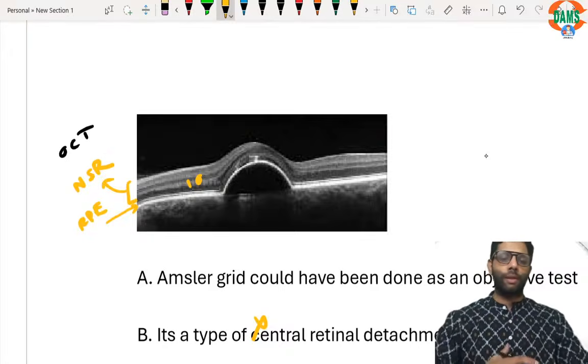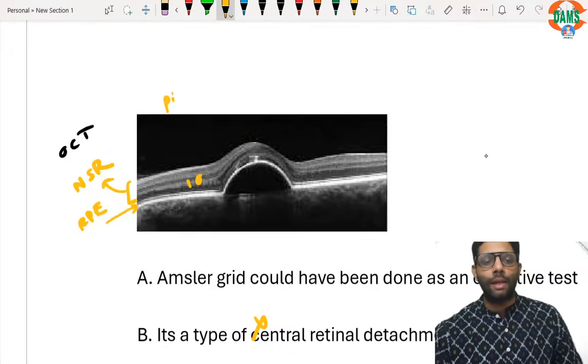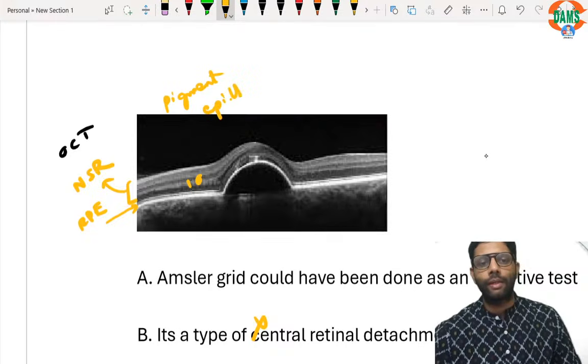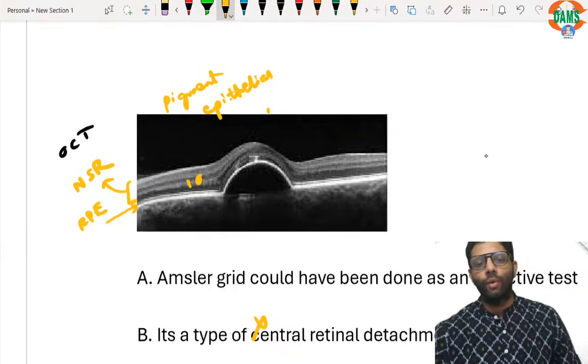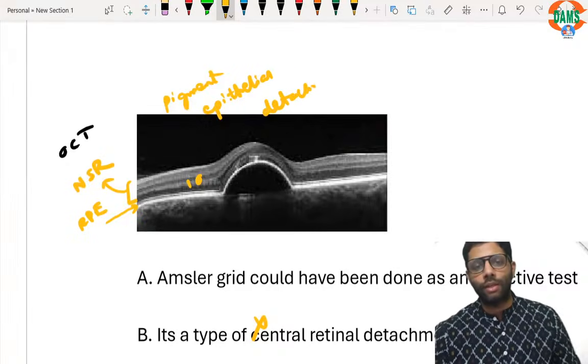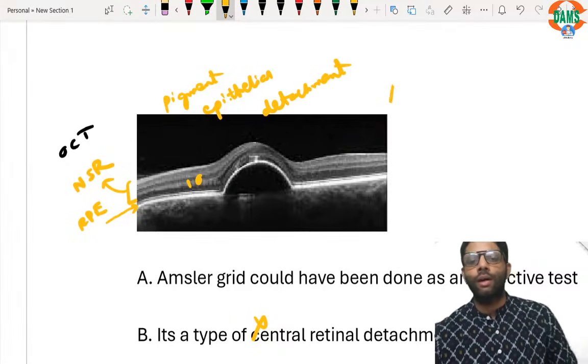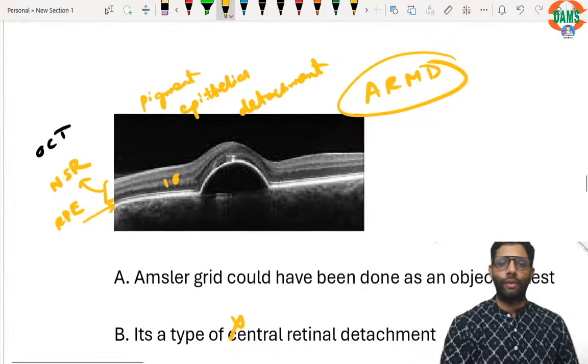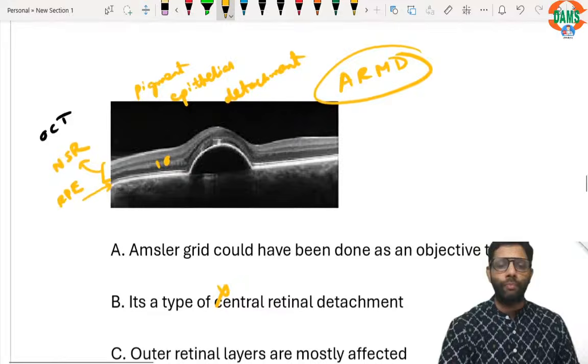Neurosensory separate from RPE. This is a sign known as pigment epithelium detachment, which is seen in an old patient with metamorphopsia. Answer is age-related macular degeneration. So the question was asked which is true.